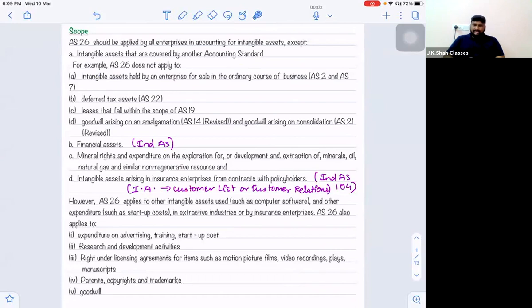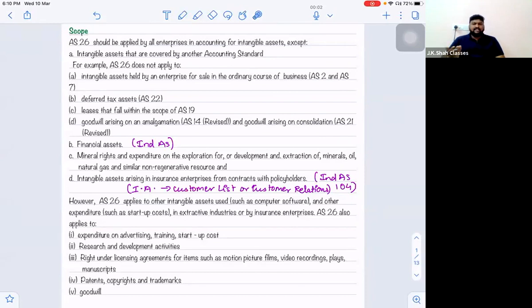For example, AS 26 does not apply on intangible asset held by an enterprise for sale in the ordinary course of business. So technically, when intangible asset is sold in the ordinary course of business, it is either covered by AS2 inventory because it becomes your item of inventory then, and AS7, that is your construction contracts. So generally in construction contracts, what can be intangible is nothing but the architectural services that you are going to sell to different people. So that can be considered as your intangible asset for AS7, and for AS2 also.